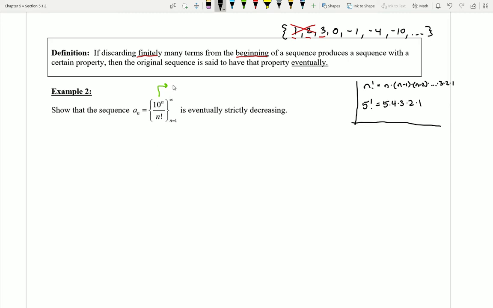So 10 to the first over 1 is going to be 10. Now, the next number that I get out of this sequence here is going to be 10 squared over 2 factorial. Notice that would be like 2 times 1. So the next number here is 50. If you calculated it out, the next number that you would get would be like 1,000 over 6. And that's actually bigger than 50. Very interestingly, if you look at this from the onset, it looks like these numbers go up. But again, the problem says eventually they start to only go down. Let's see how we could actually justify that.